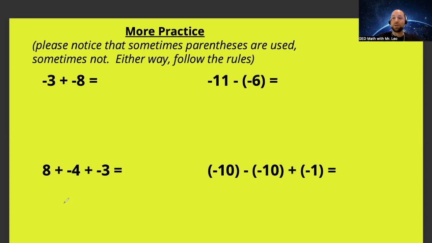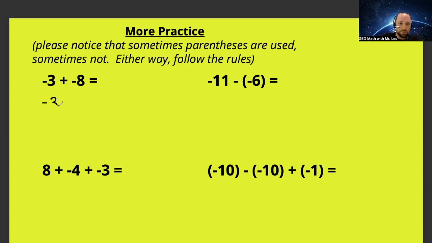All right, I'm going to break these down now for us. Please notice that sometimes parentheses are used, sometimes not. Either way, follow the rules. Okay, this first one here has no parentheses, but we know what to do. Step 1, let's simplify so that each number has only one sign. -3, that's one sign, the minus sign.